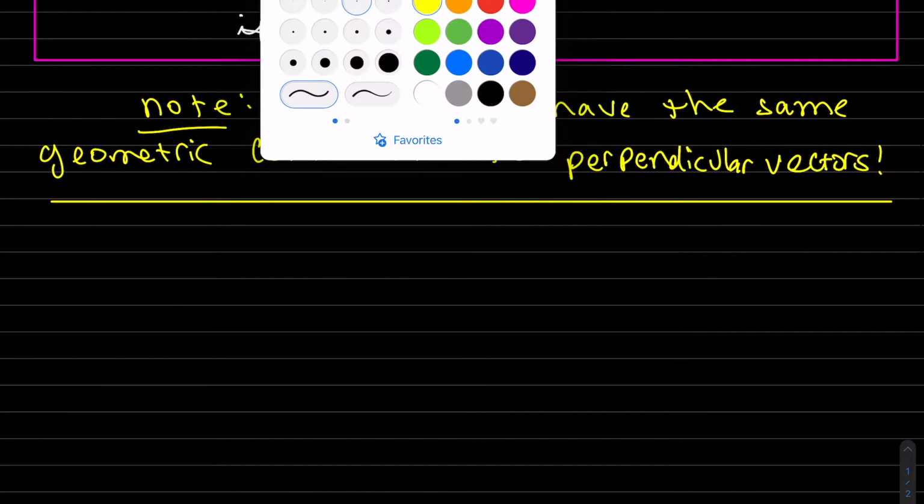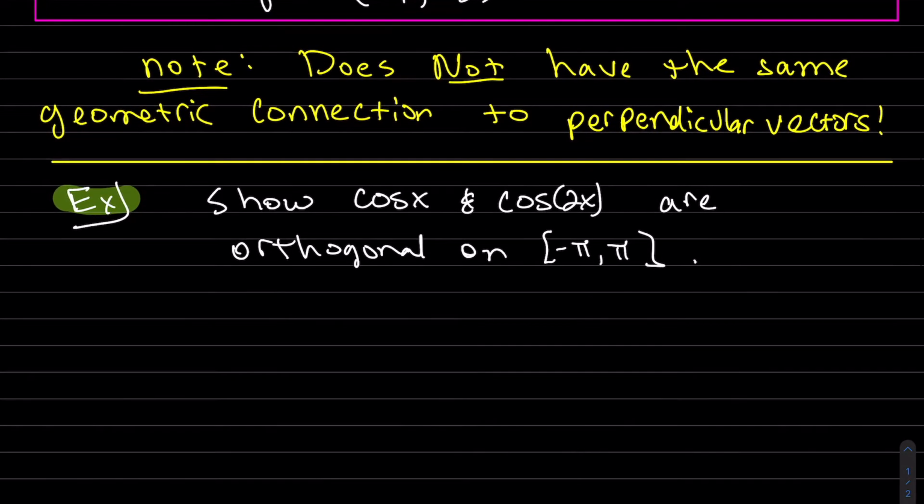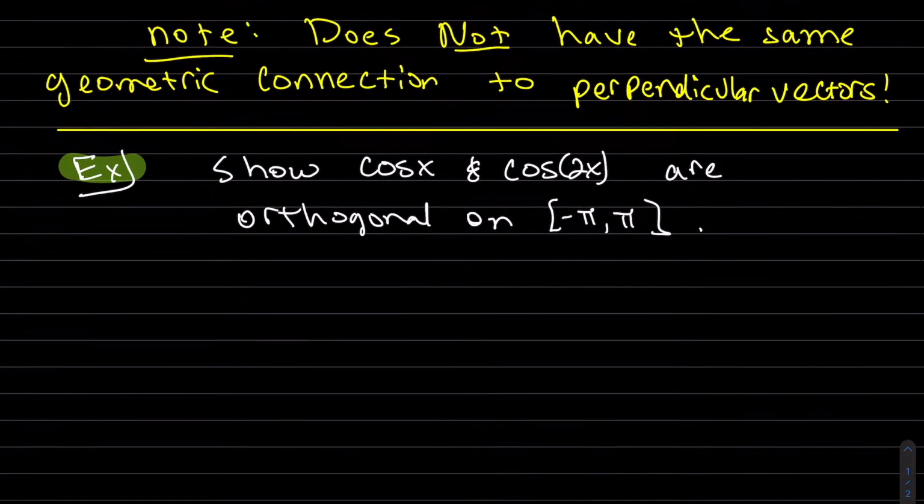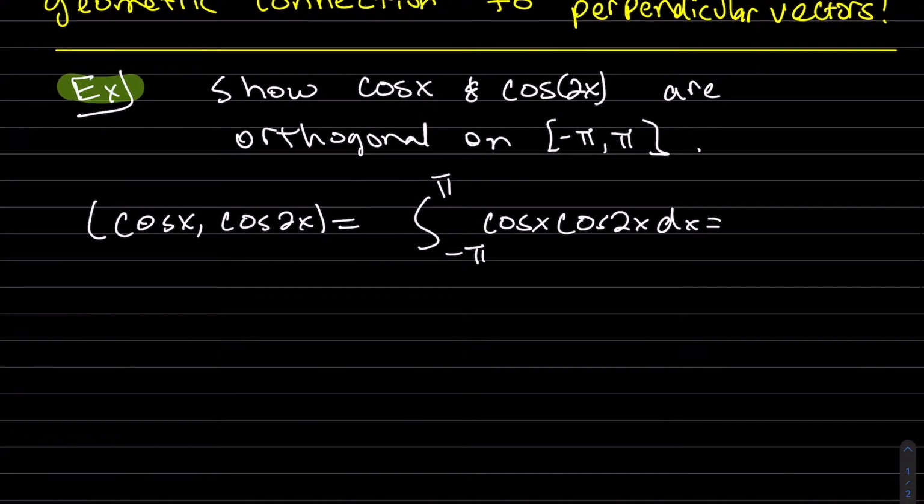Let's do an example. We want to show cosine of x and cosine of 2x are orthogonal on the interval minus pi to pi. So we do the inner product, which by definition is the integral from minus pi to pi of the product of those two functions. It looks like we'll have to use a substitution. You can use the double angle, and I know there's 3 of them to choose from. I think we'll use this one.